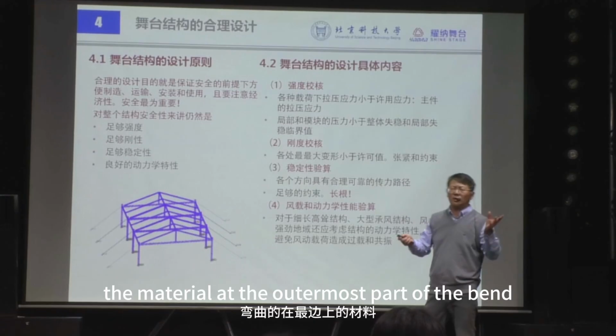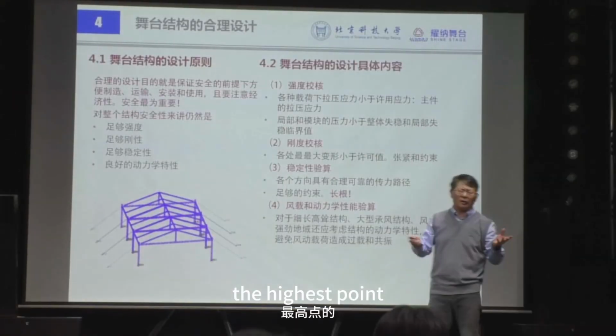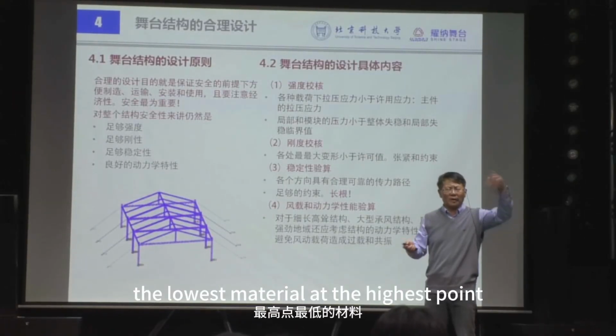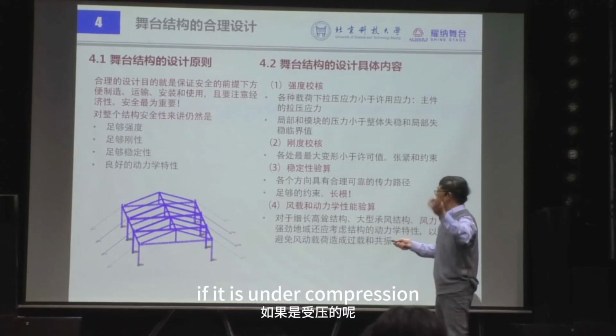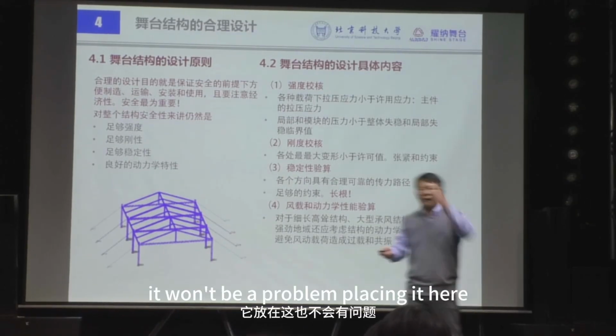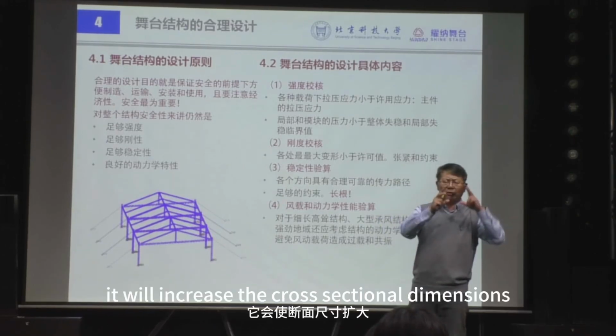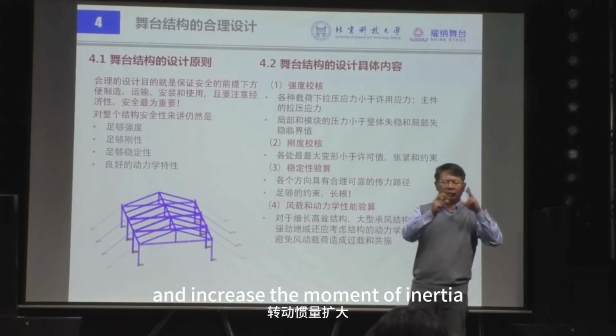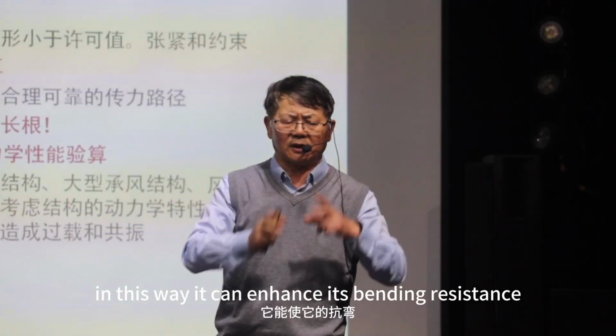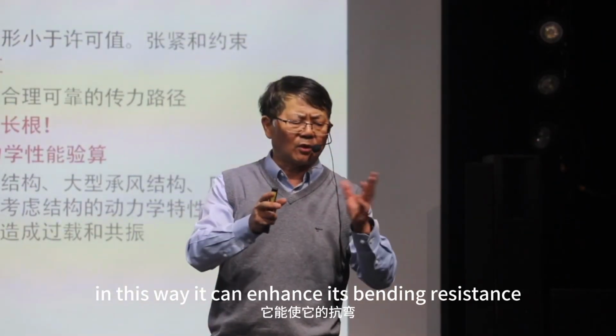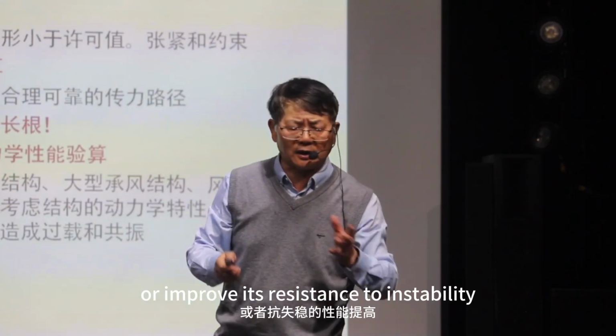The material at the outermost part of the bend, the highest point, performs best. If it is under compression, it won't be a problem placing it here. If under compression, place it here, it will increase the cross-sectional dimensions and increase the moment of inertia. In this way, it can enhance its bending resistance or improve its resistance to instability.